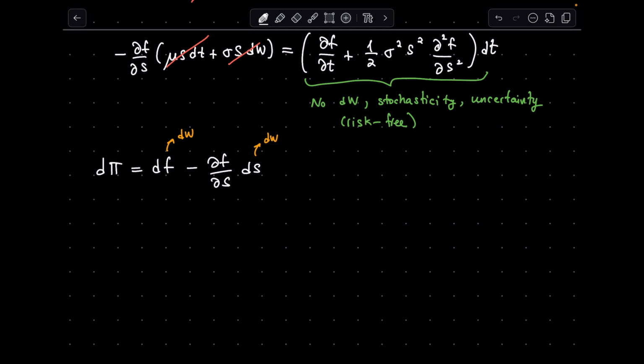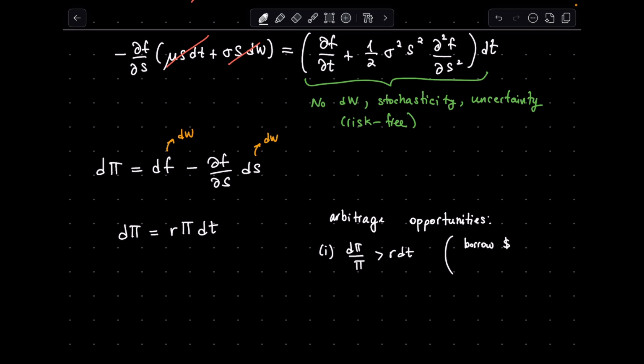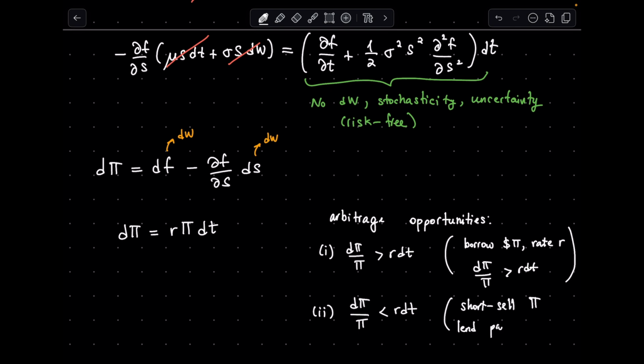Okay, now that we showed that this portfolio is risk-free, we argue that the return of this portfolio should be just the risk-free rate R. If that's not the case, there would be arbitrage opportunities. If it returns more than R, then one can borrow P amount of cash at rate R and invest in P for greater returns. If it returns less than R, then one can short sell P and lend the proceeds at R for greater profit.